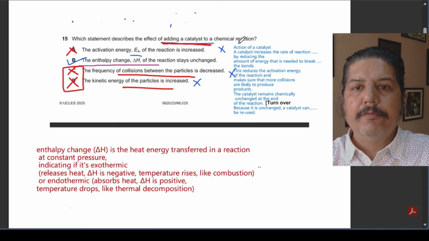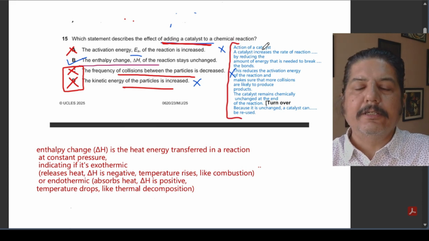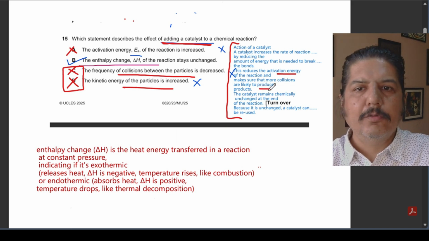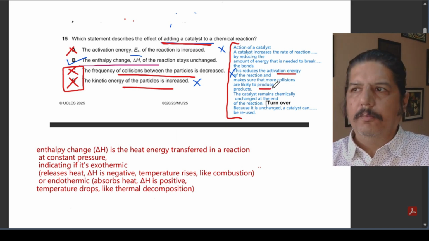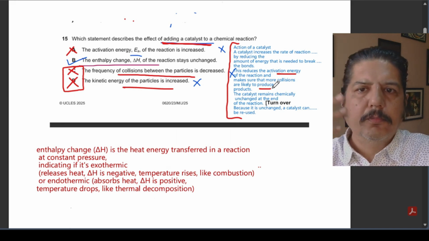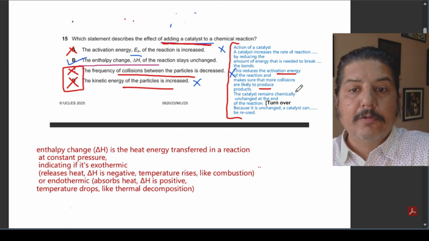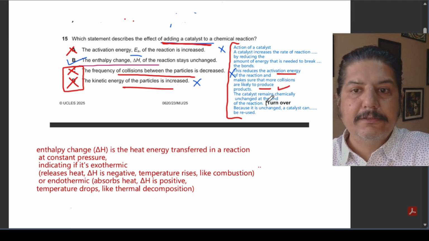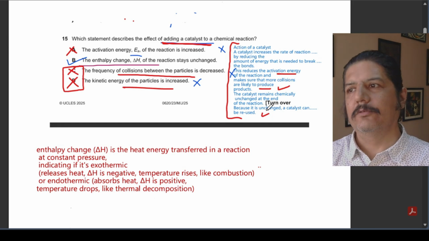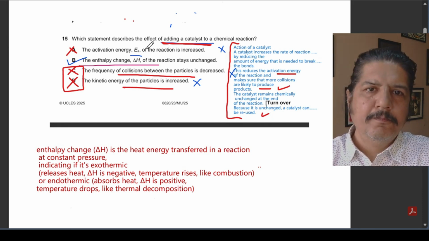Here I have briefed you about the action of a catalyst. A catalyst increases the rate of reaction by reducing the amount of energy that is needed to break the bonds. This reduces the activation energy of the reaction and makes sure that more collisions are likely to produce products. A very important property of a catalyst is that it remains chemically unchanged, and because it is unchanged, the catalyst can be used again. So that is why it is cost effective also.